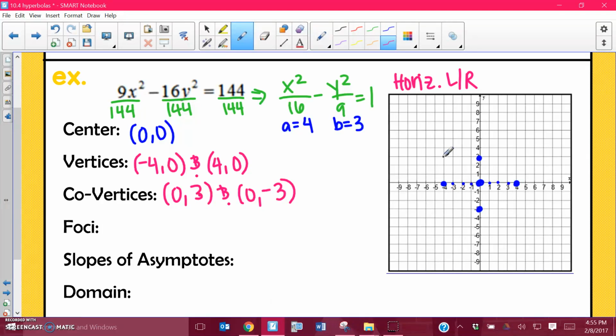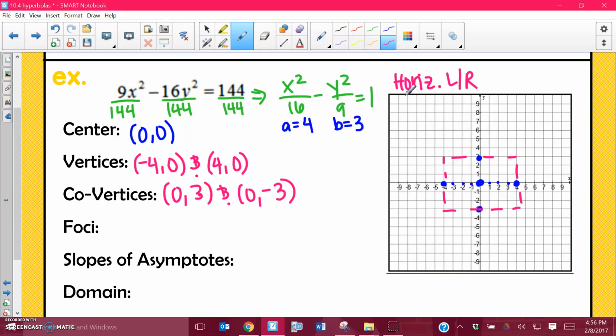Okay, at this point, I'm going to stop and I'm going to draw my graph. So now that I have this going on with my vertices and my co-vertices, I'm going to go ahead and make a little box using these. Okay, it'll be a rectangle. It usually is never a square. Okay, so now I have this little box.